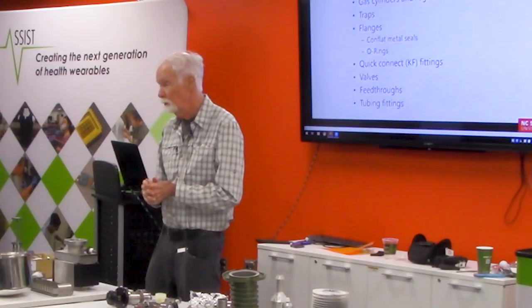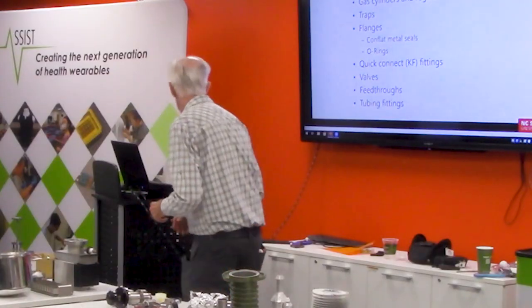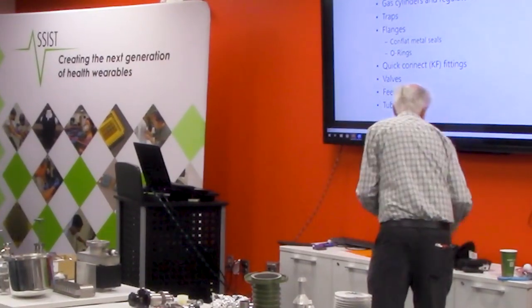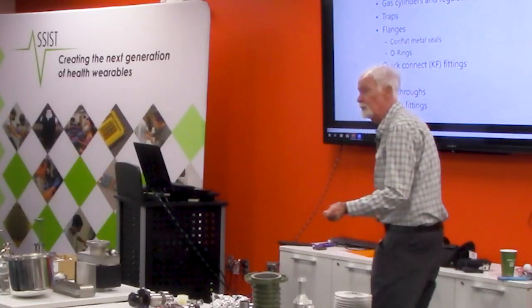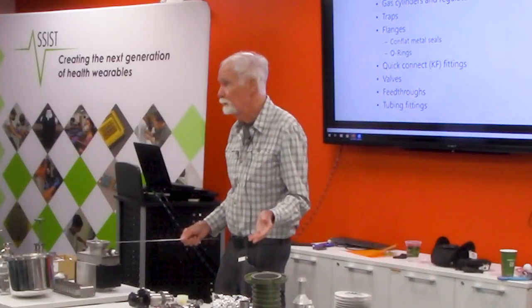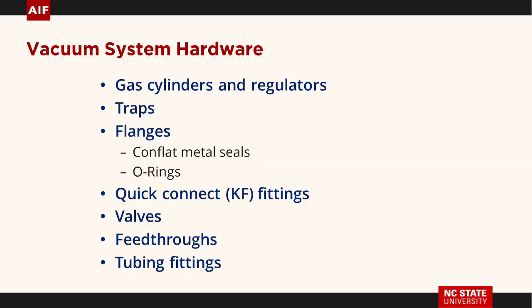We're going to start with something which is very important, and that is gas cylinders and regulators. We're also going to go through the rest of the stuff, because you've got this system, you've got a pump, you've got a way to measure the pressure. So what are you going to do with it? You want to put things in there, you want to have other connections. So there are traps to keep the system clean. How do you make the connections? And then the valves, the feed-throughs, and the tubing fittings.